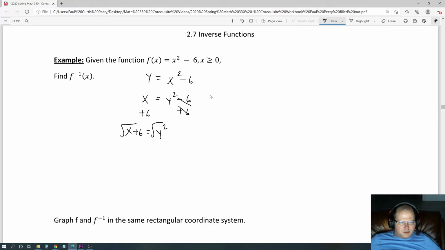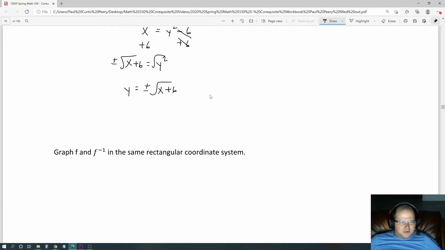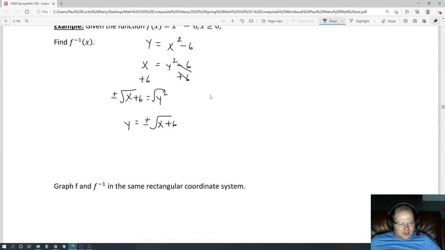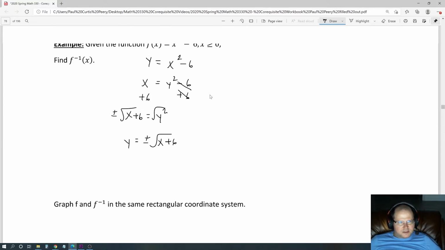Next, we take the square root of both sides. Technically, this is the wrong notation because that's the principal, so that's only the positive ones, but try to write down kind of what we do. I'll erase that. That's really what you're doing. You're taking a square root of both sides. Anyways, what that does is give you y is equal to plus or minus the square root of x plus 6. All right, so we're going to graph the inverse in the same rectangular coordinate system.